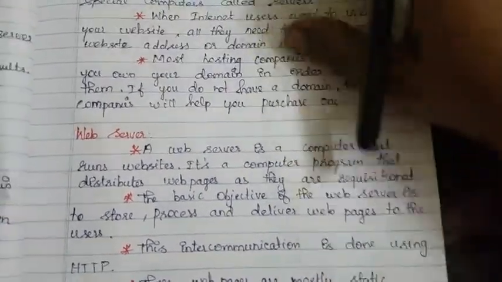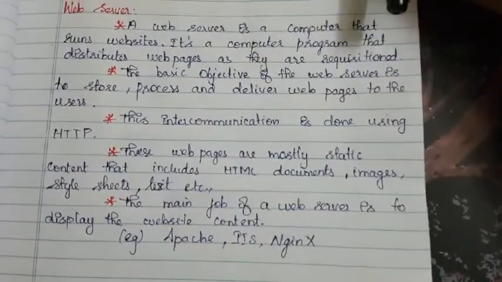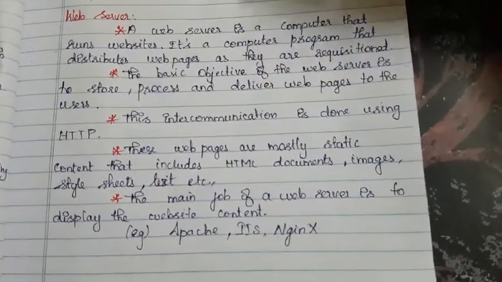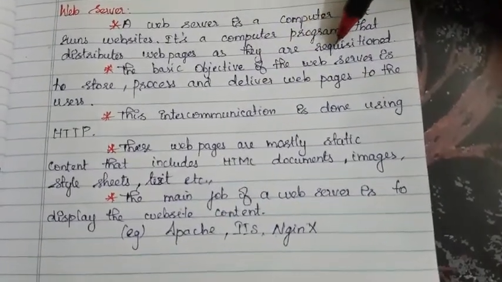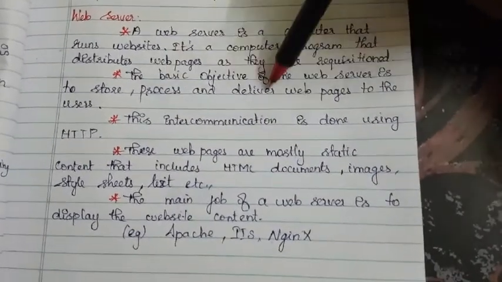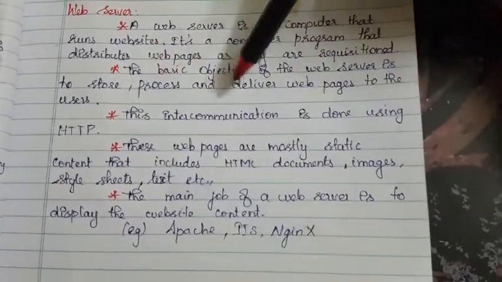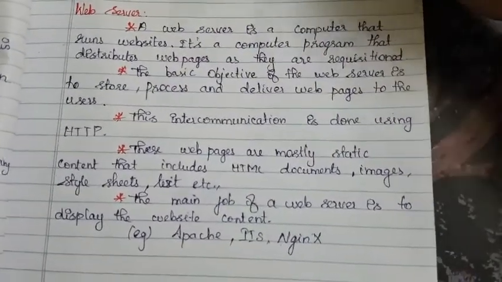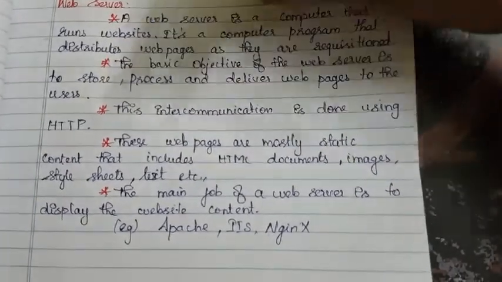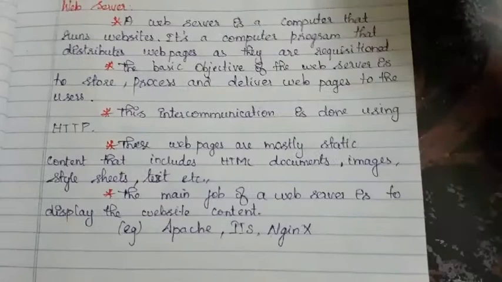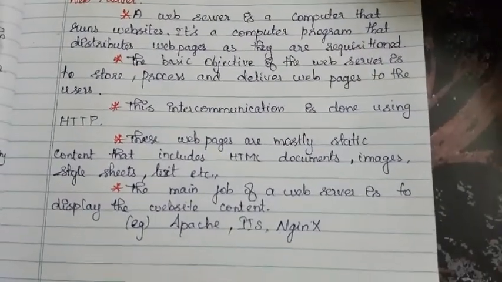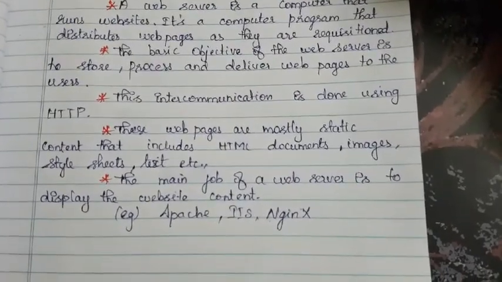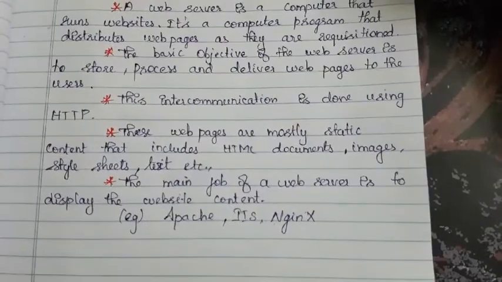Okay, so let's see about web server. A web server is a computer that runs websites. It's a computer program that distributes web pages as they are requested. The basic objective of the web server is to store, process and deliver web pages to the user. This web server saves all the web pages. Whenever the client asks, they are provided to the client through the browser. This intercommunication is done using HTTP. About this HTTP we have already seen in our videos. Please go and watch that if you want to know about it.